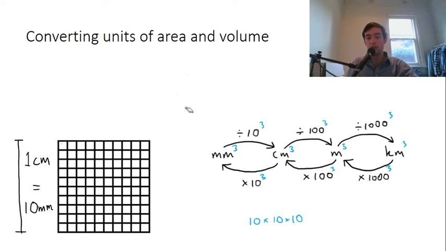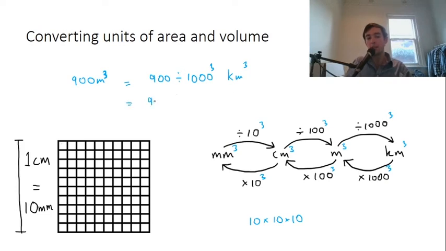So let's do an example for this one. Let's find out how many kilometers cubed there are in 900 meters cubed. So that seems like a lot of meters cubed. How many kilometers cubed is there? Well, we have to go from meters cubed to kilometers cubed. We divide by 1000 to the power of 3. So that's 900 divided by 1000 to the power of 3 kilometers cubed.